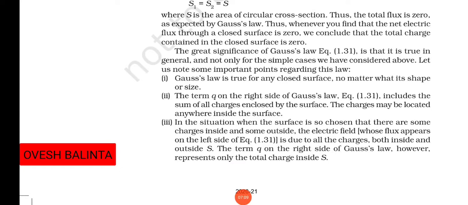And the third situation is when the surface is chosen so that there are some charges inside and some outside. The electric field is due to all the charges, both inside and outside. The term q on the right side of Gauss law, however, represents only the total charge inside the surface S. So I already told you, suppose outside charges are also there, q1, q2, q3 up to qn, and also inside charges q1, q2, q3 up to qn. We have to consider just the charges inside the surface.